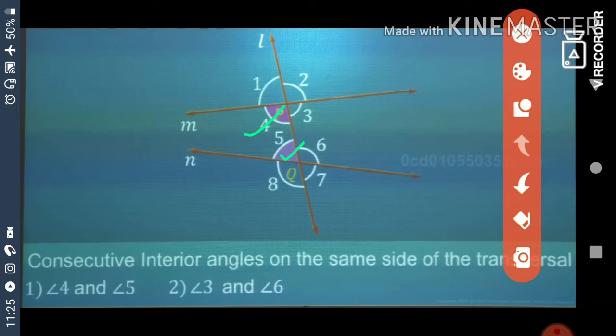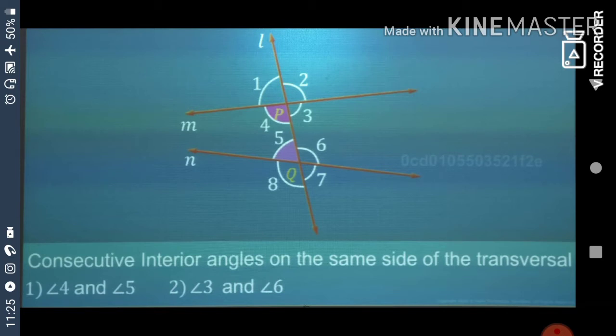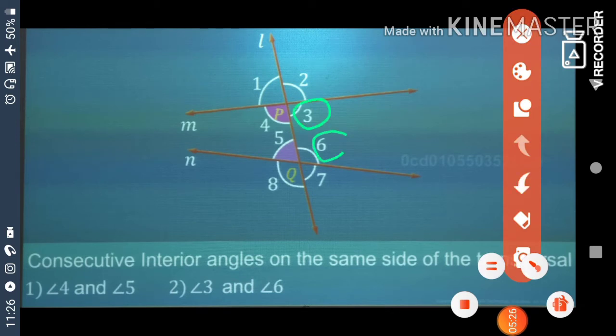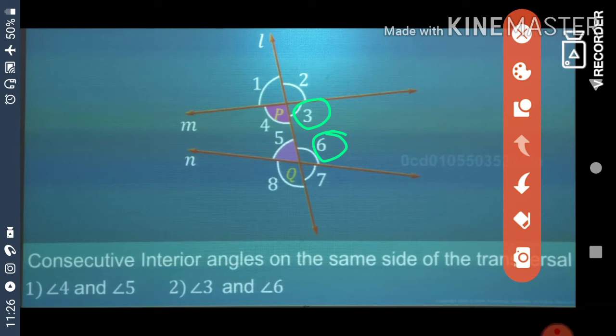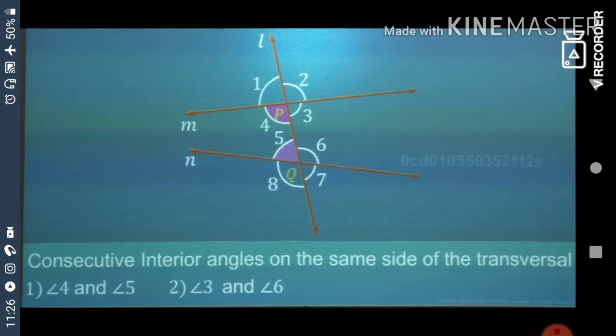That's why they are called consecutive interior angles, which come after one another. After 4, this one, see, if we talk about the line, the left side 1, 4, 5, 8. So 4 and 5 just come after each other. These are consecutive interior angles. In the same way, 3 and 6 are also consecutive interior angles on the same side of the transversal. So I hope it is clear to you what corresponding angles are, what alternate exterior angles are, what consecutive interior angles are. I hope it is clear.